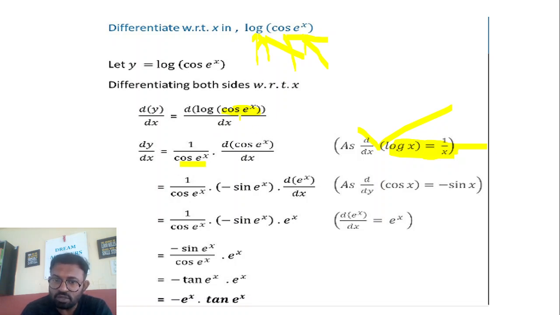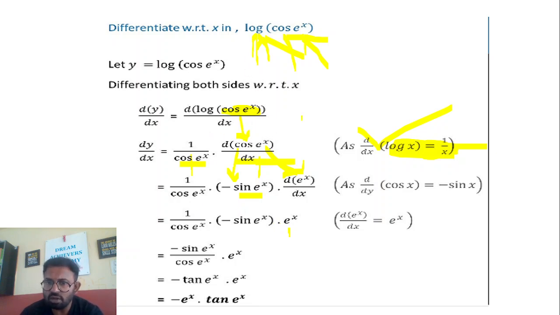Next I need to differentiate cos e power x. See here I have written the differentiation of cos e power x. So next step I will keep as it is. Cos differentiation I know is minus sin. Here e power x is there, I should write it as it is. So cos e power x differentiation is minus sin e power x. Once again I need to differentiate e power x. So e power x differentiation is what? e power x, as I told you earlier. So finally I differentiated all the functions that are given.